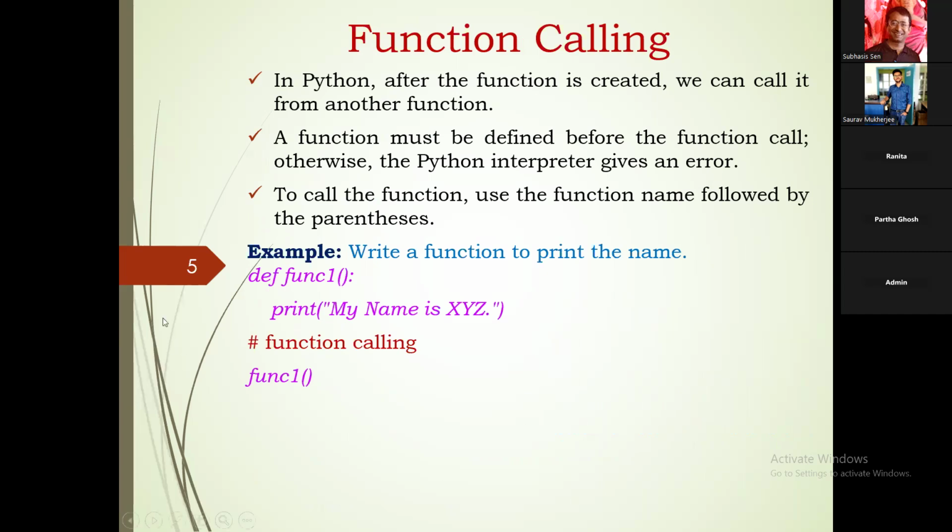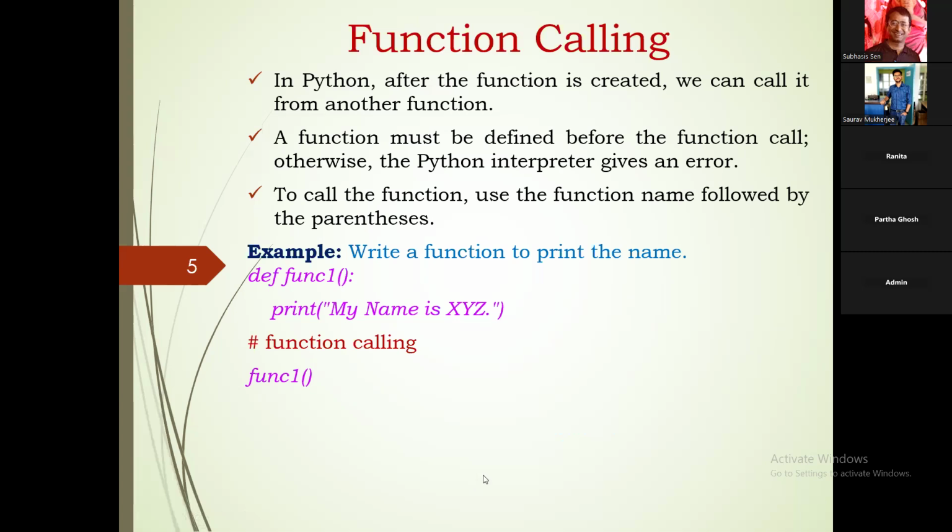So I am defining a function, that is def function1, where we are not passing parameters, and print my name is XYZ, I can say Gautam, and then function calling function1. Suppose only 3 lines I have written in the IDLE or Google Colab.